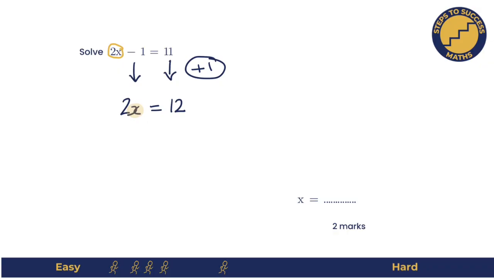We want just the x on its own, and at the moment it's being times by 2, so we need to do the opposite. Our next step is to divide by 2. So we've got x is equal to 6. Our answer, x equals 6.